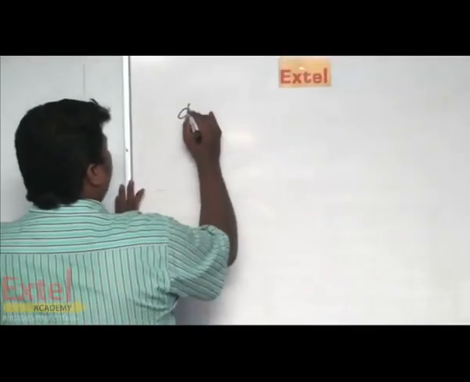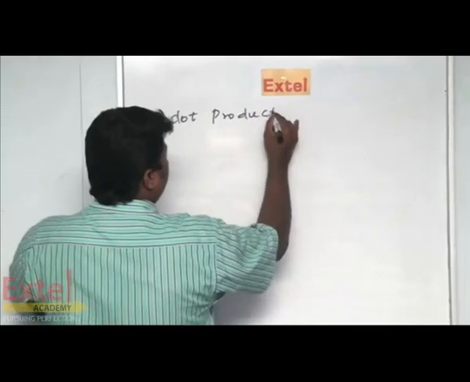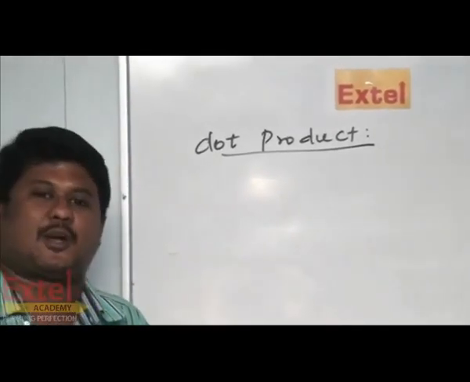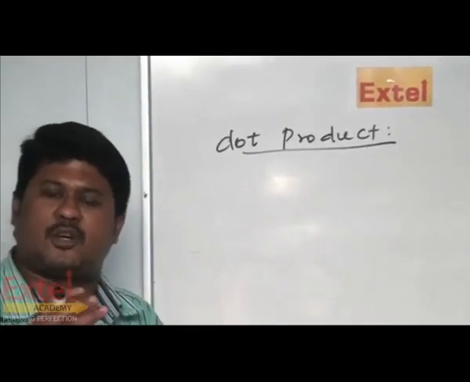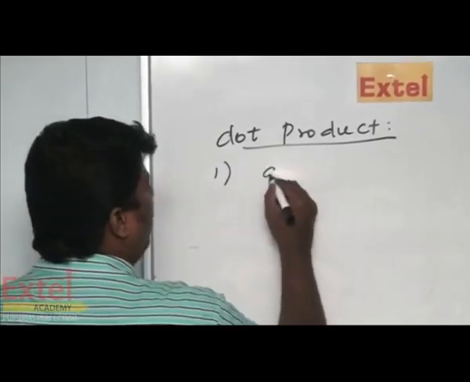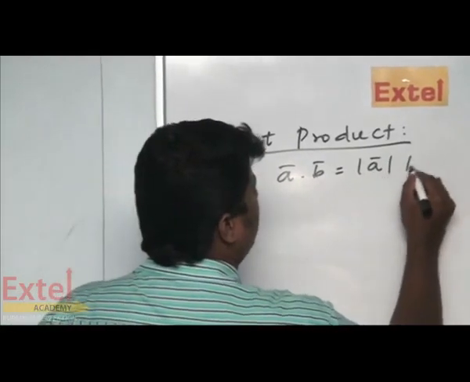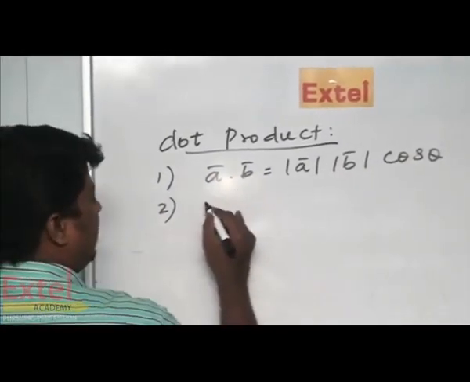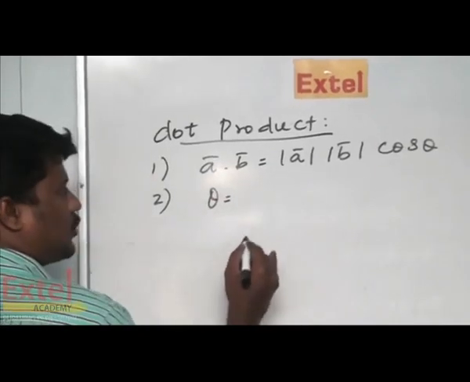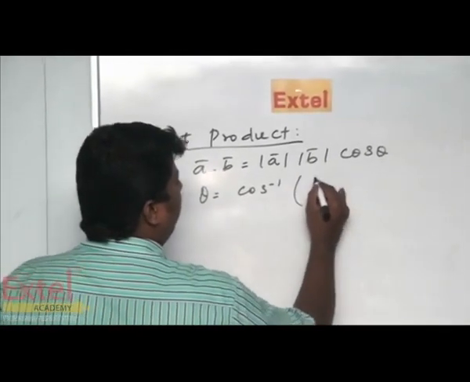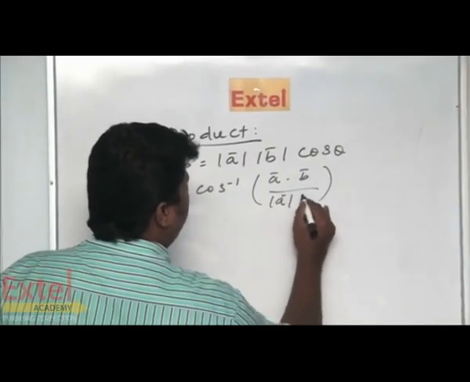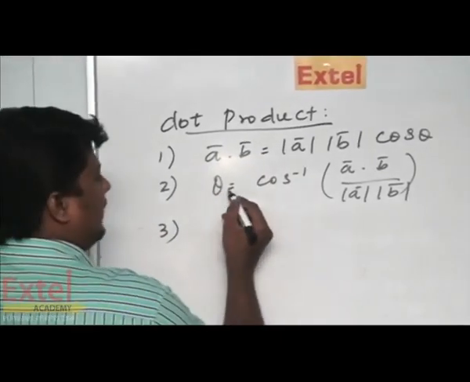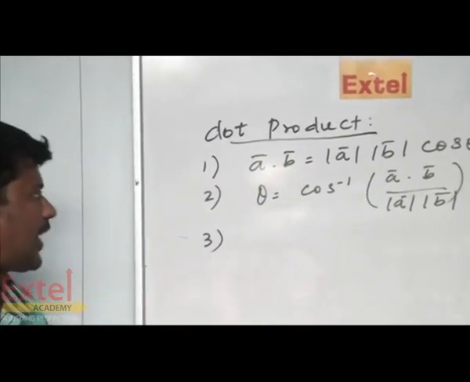First one, let us go for the dot product, otherwise called the scalar product. In the dot or scalar product, we have various properties. Let us take down some of the properties. By definition, we can say A vector dot B vector equals modulus of A times modulus of B times cos theta. And the angle between the A vector and B vector, theta, equals cos inverse of A vector dot B vector divided by modulus of A vector and modulus of B vector.